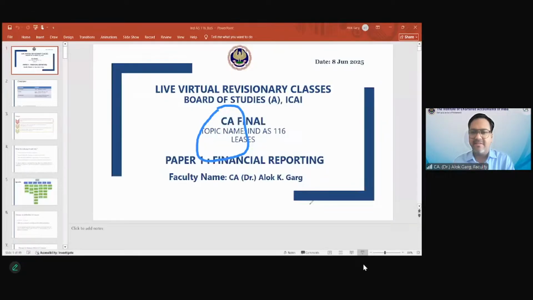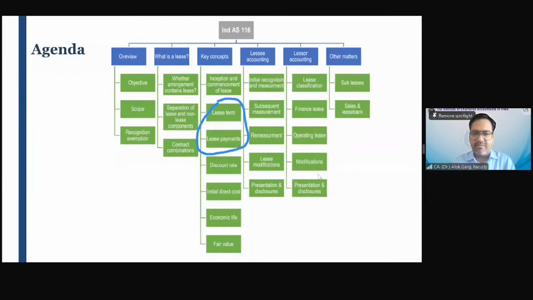So one of the students has replied on the chat box. He told, sir, lease term and lease payment is important in Ind AS 116 because we have to discount all the future lease payments to arrive at the present value of lease payments. For that, we need the cash flows, I mean to say lease payments, and we need the time period also, so that we can discount. Very good.